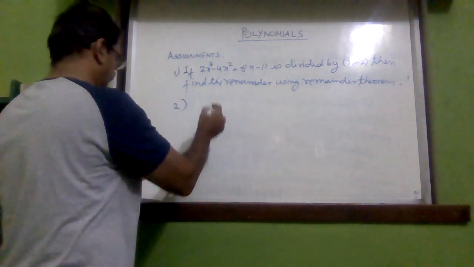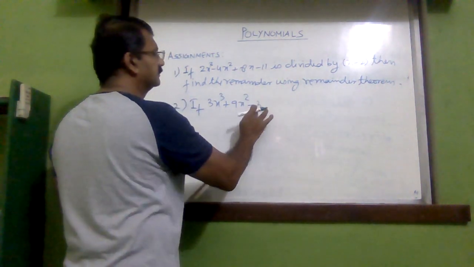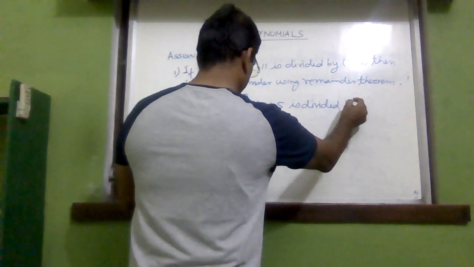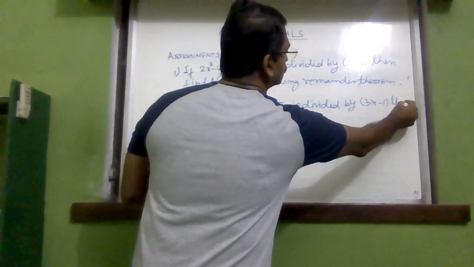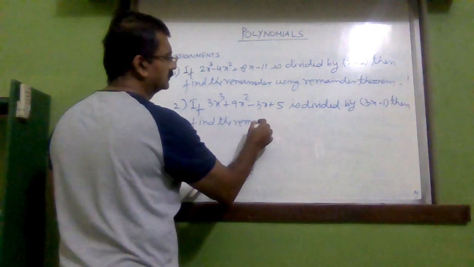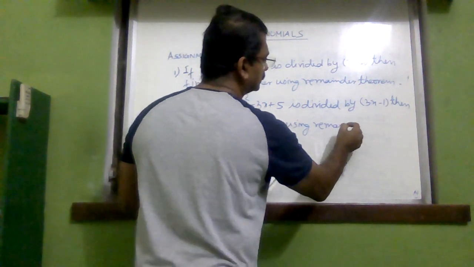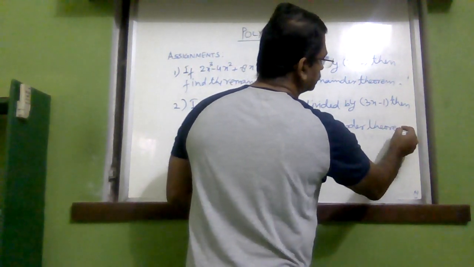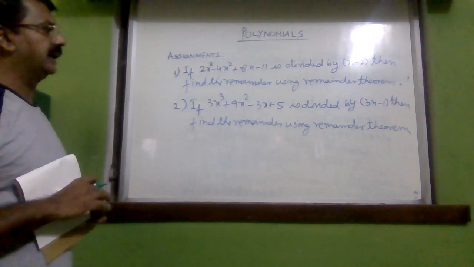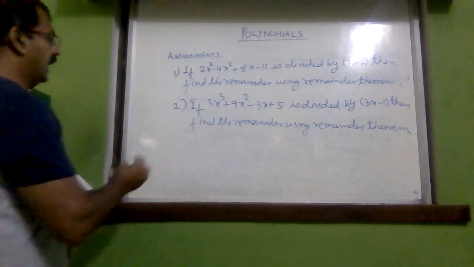The second one is, if 3x cube plus 9x square minus 3x plus 5 is divided by 3x minus 1, then find the remainder using the remainder theorem.